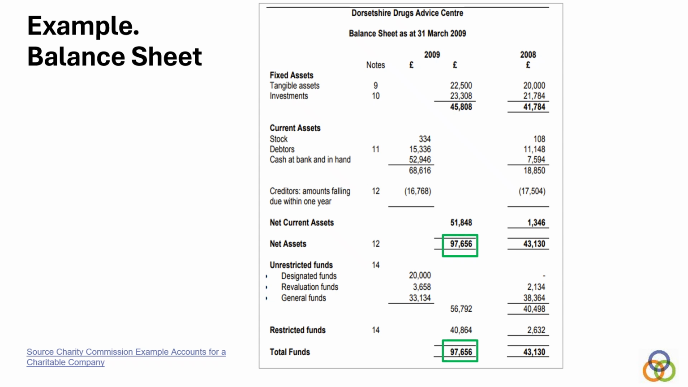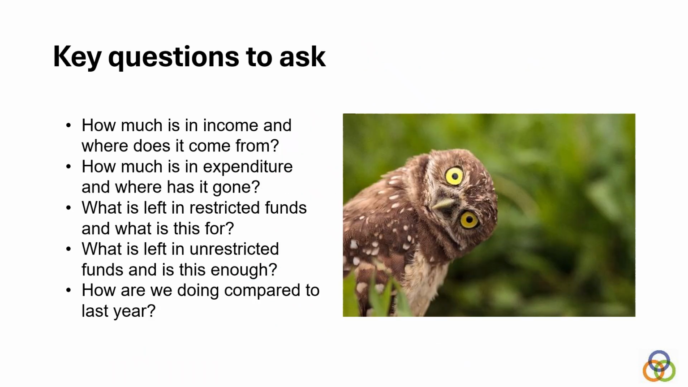The SOFA tells us what's come in and what's gone out, what we started with and what we ended with. The balance sheet tells us what we ended with, where it is. The top half of the balance sheet tells us whether it's in assets or liabilities. Assets are things we own, liabilities are things we owe. And the bottom half of the balance sheet tells us where it is in terms of funds.